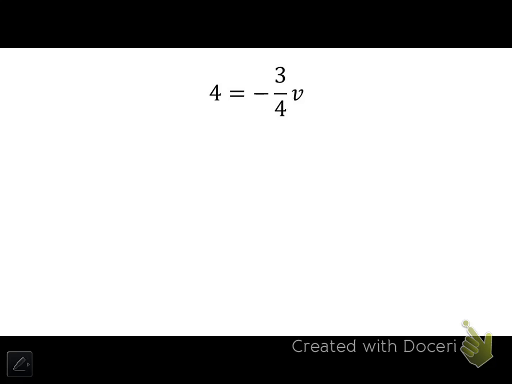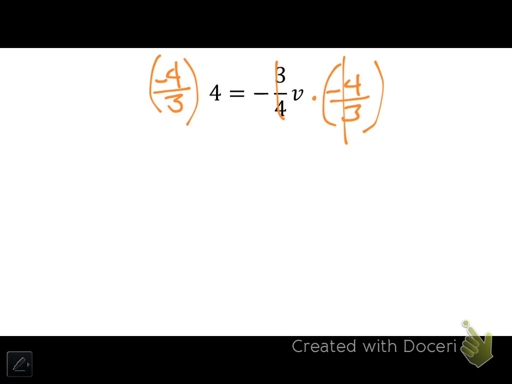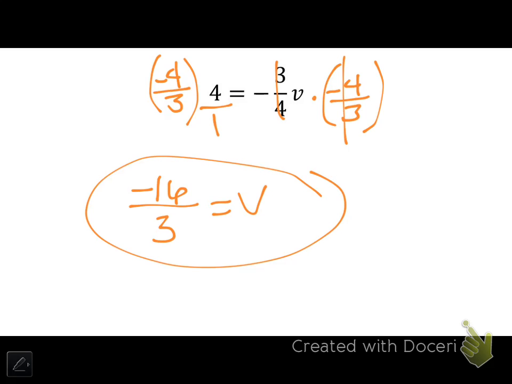Okay, this I could multiply both sides by negative 4 to get rid of it and then divide by 3. Or I could multiply by the reciprocal. The reason it has to be the reciprocal is because these need to cancel. That's why we're multiplying. So negative 4 times 4 is negative 16. 3 times 1 is 3. There's my answer. So multiply by the reciprocal, and then when we're multiplying fractions, we multiply across.